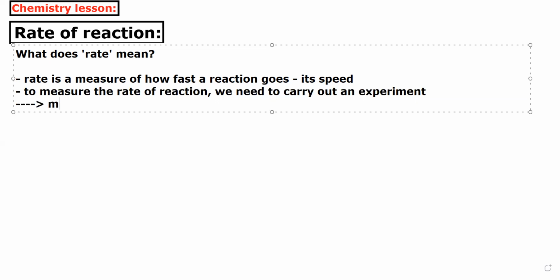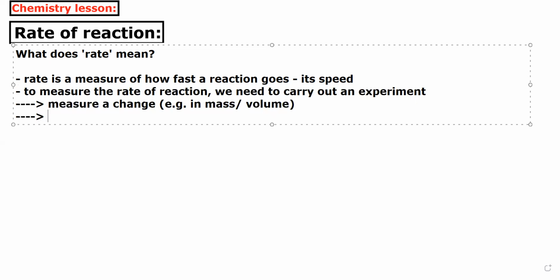So here, what we will be doing is measuring a change. Okay, measure a change. What are we referring to? For example, a change in mass or in volume. Also keeping in mind the second point, what is that? Over a period of time. Over a period of time, what does it mean? It means how much gas is produced per minute, per 30 seconds, right? As we go ahead, we will practice questions and see how it is done.